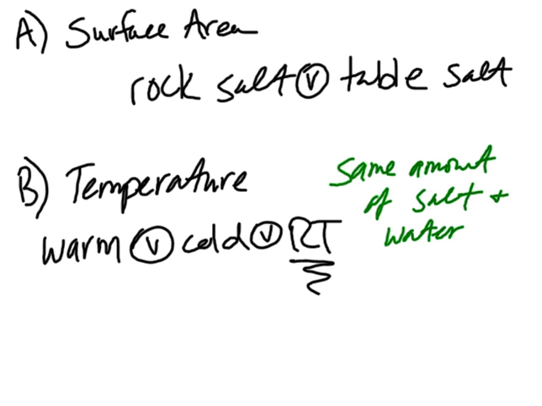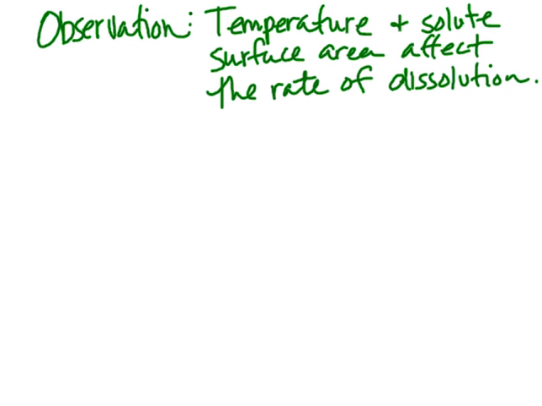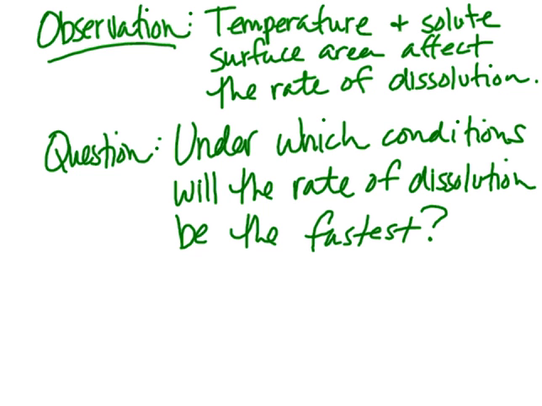on page 26 of your notebook. Now, on your calendar or on your table of contents, it says solubility notes, but I wanted to go ahead and interject a lab before we start talking about solubility. So first is your observation, which is temperature and solute surface area affect the rate of dissolution. So make sure you write that down in your notebook. Your question: under which conditions will the rate of dissolution be the fastest? Meaning, what's going to cause the fastest rate?